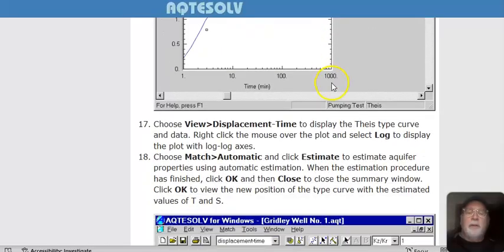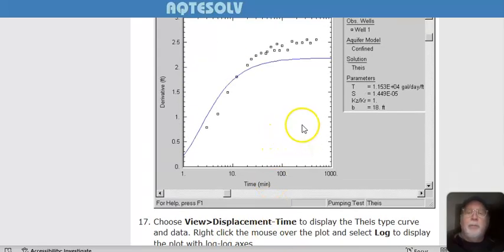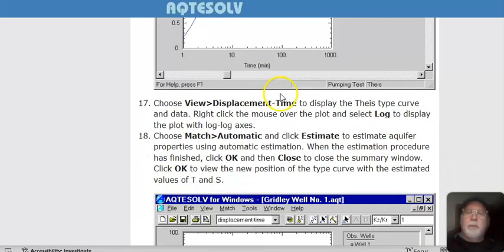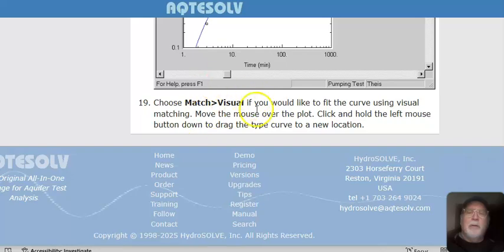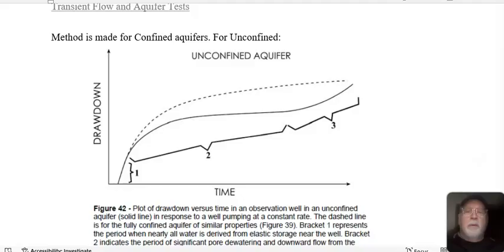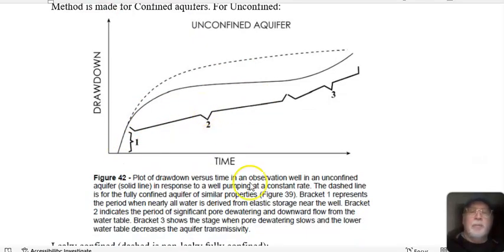And then you can just press a button to have it match. And if you aren't happy with how it does that, which you might not, because you might see different parts of this that are a little different, and you want to override that and match a certain part, you can do a visual match of your own. The Theis curve-matching method is really for confined aquifers. For unconfined, you have a little different thing happening. You have these different zones, and this caption explains it.